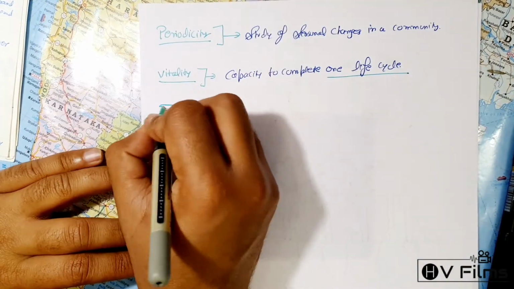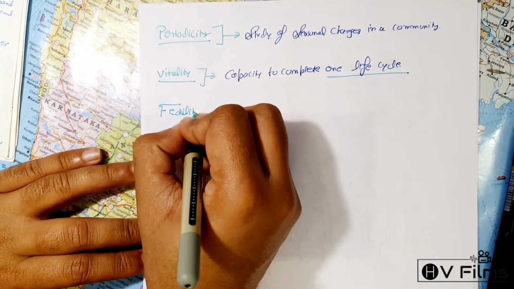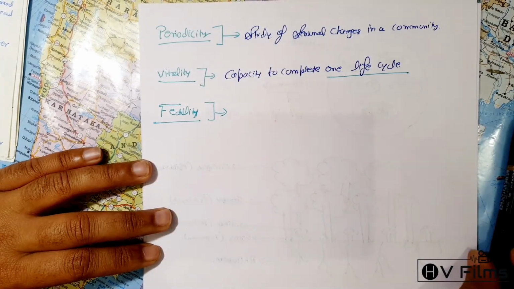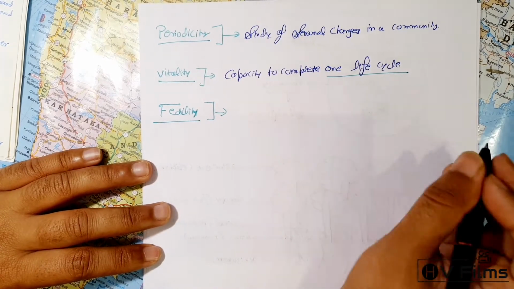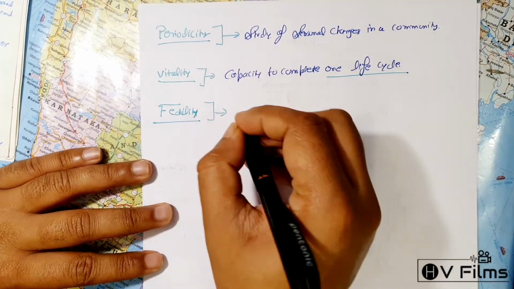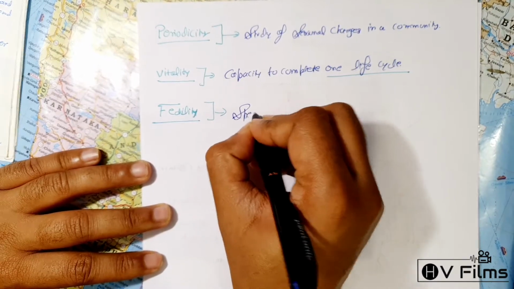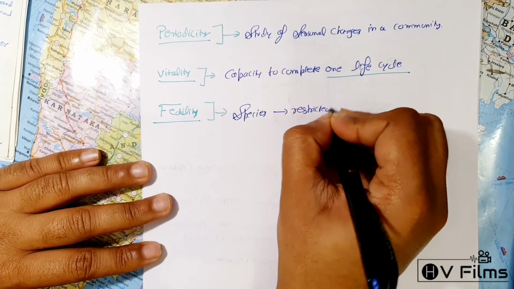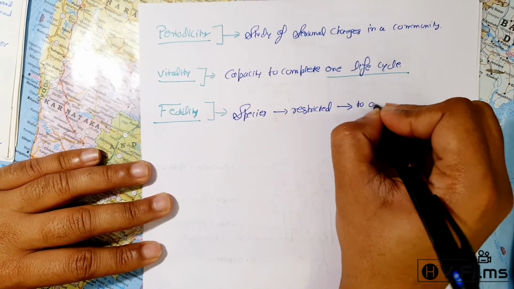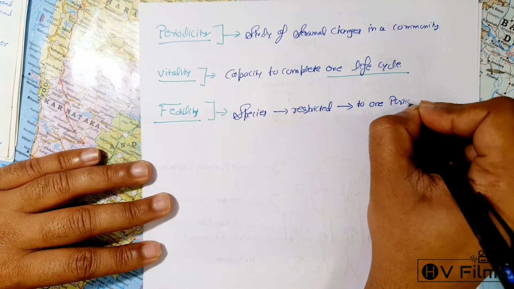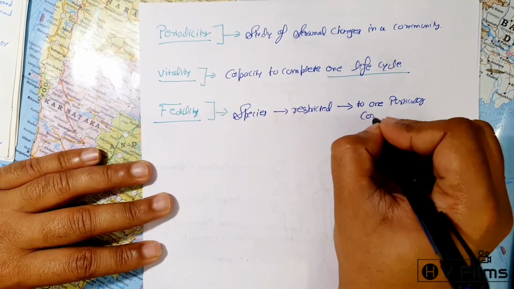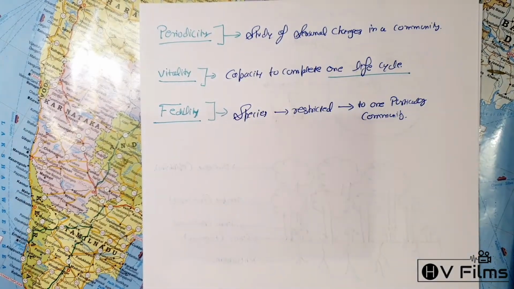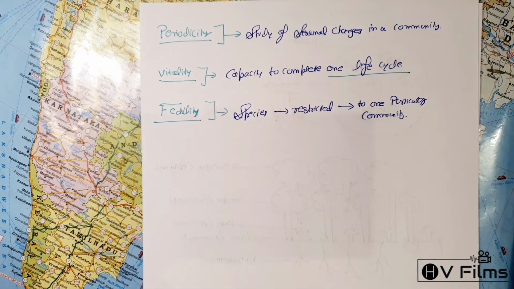Similarly, the next one is fidelity. Fidelity is basically those species which are restricted only to one particular community. So, these are the three main words regarding a community.